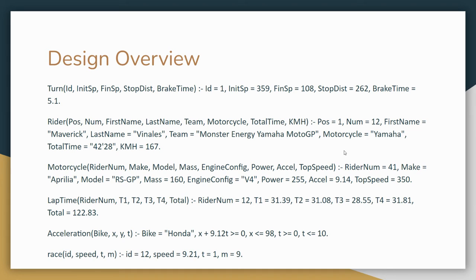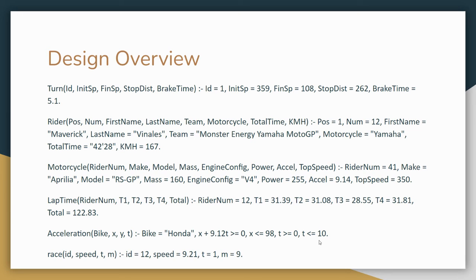Next, we have acceleration. This is a moving objects representation. So we have a bike with the make. This is a formula for velocity, which has to be less than the top speed. And we went from 0 to 10 seconds because it takes about 10 seconds for these bikes to reach 300 kilometers per hour, which is a little bit less than their top speed, but right around there.